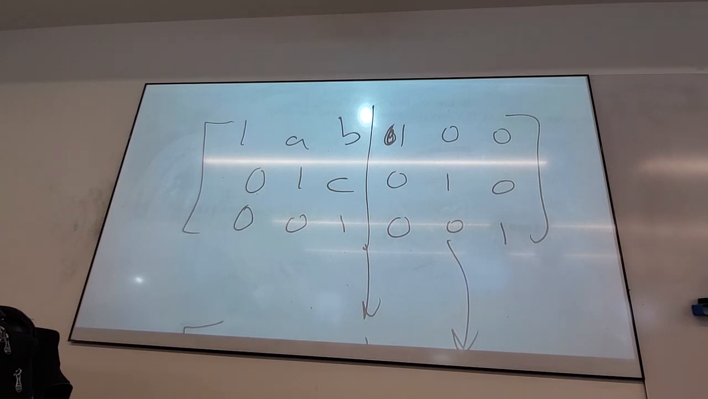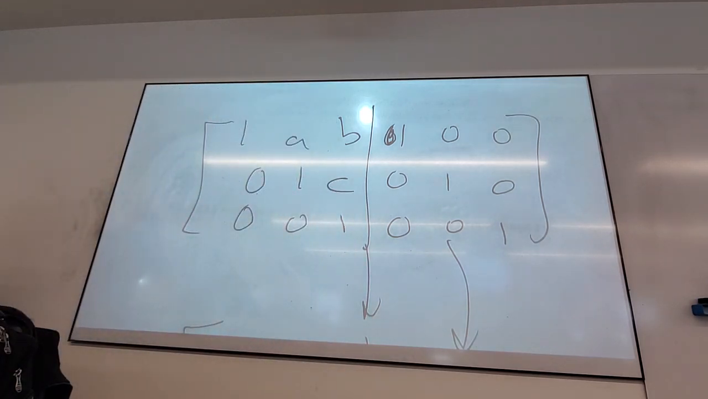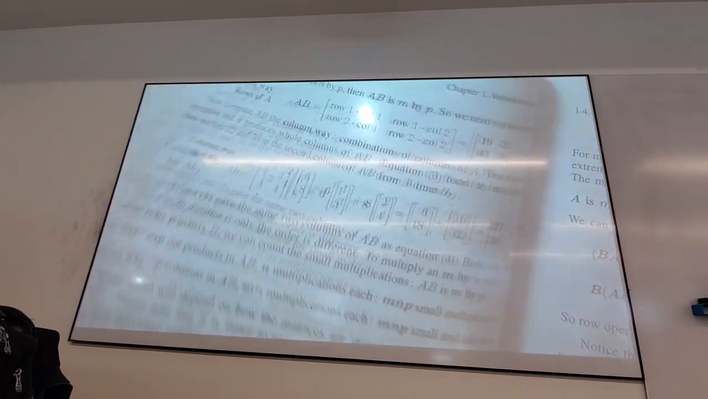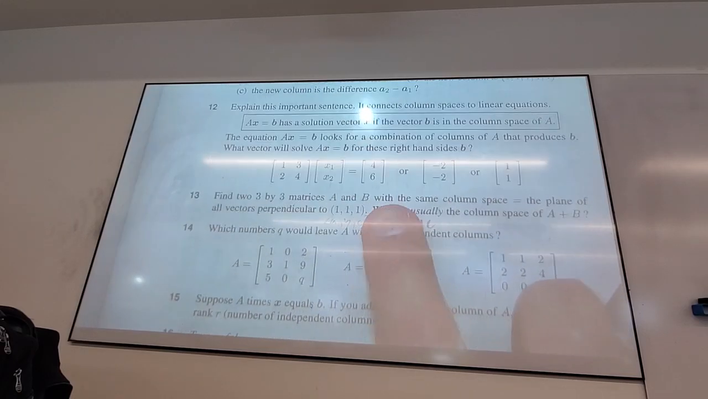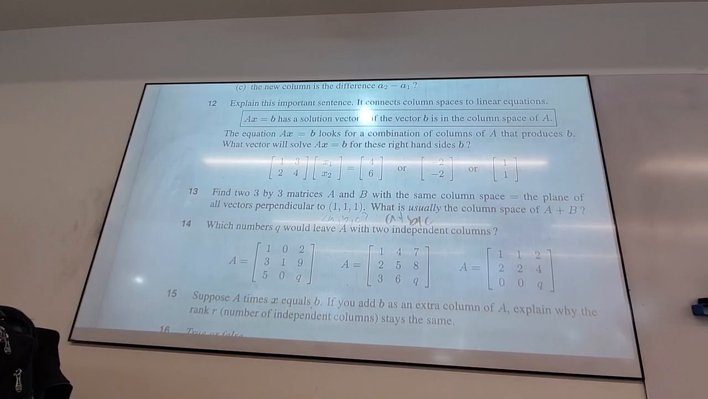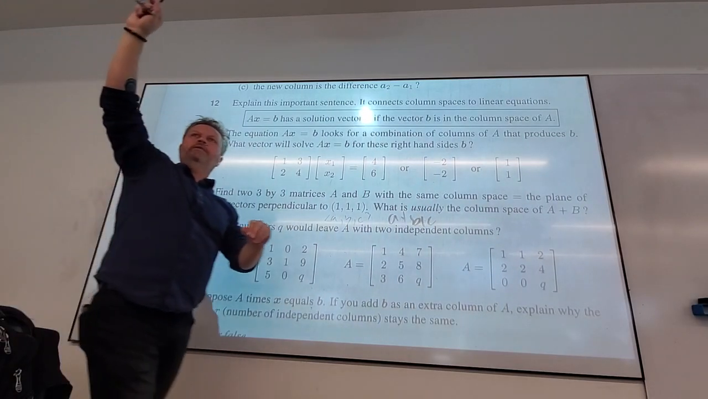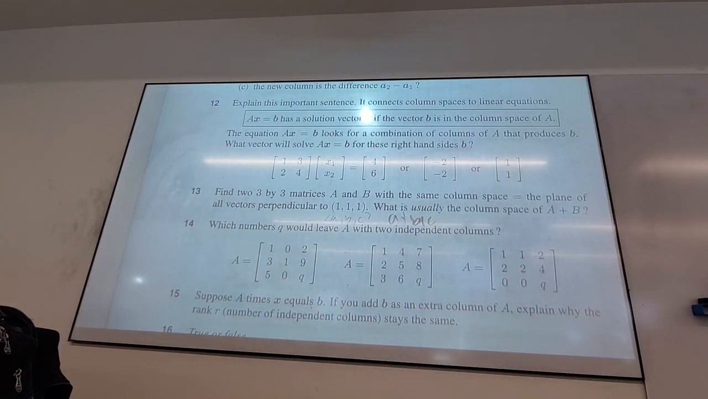Yes? Can you go over, or point me in the right direction for 1.3, number 13? Oh, looks like I was thinking about something here. Two 3x3 matrices with the same column space. Oh, equal, okay. So the first thing about this problem is they want both of those matrices to have the same column space, meaning, and that column space is the plane of all vectors perpendicular to 1, 1, 1.